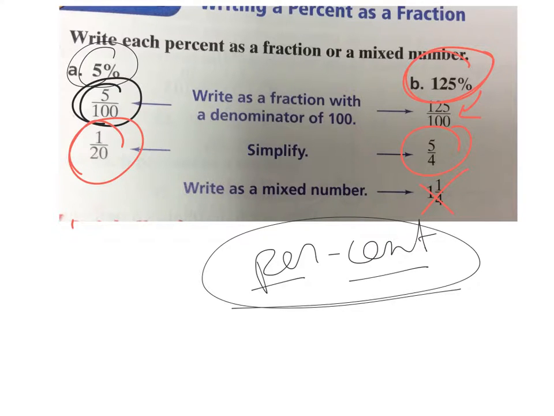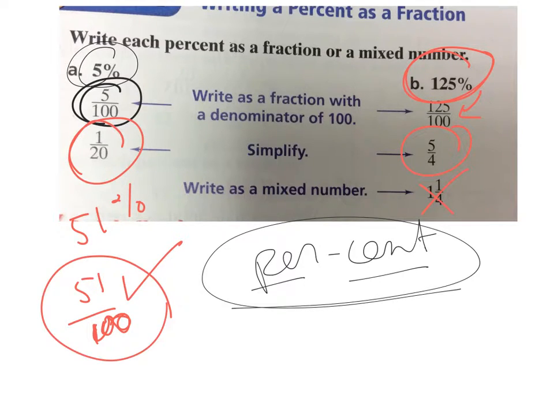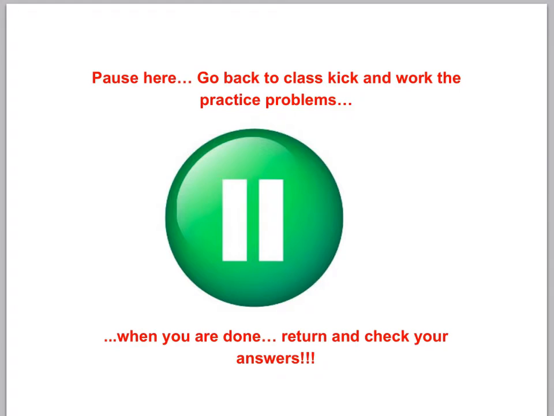So if I give you 51%, you would say, well, it's 51 out of 100. Well, that's not a very good 100. But you can't reduce that, so boom, done. How do you like that? So percent means out of 100. All right, go back to Class Kick, work one, or a few rather, and then come back and check them.